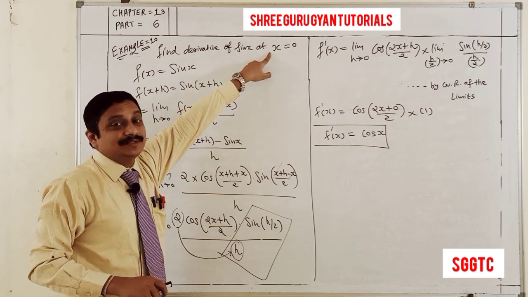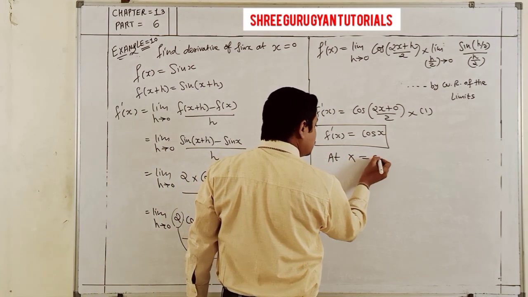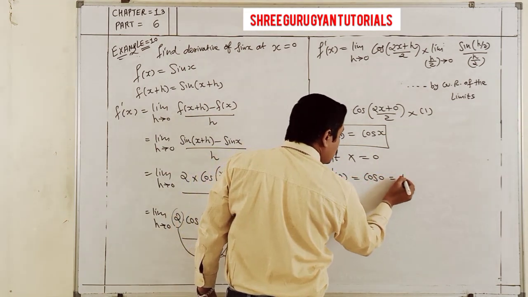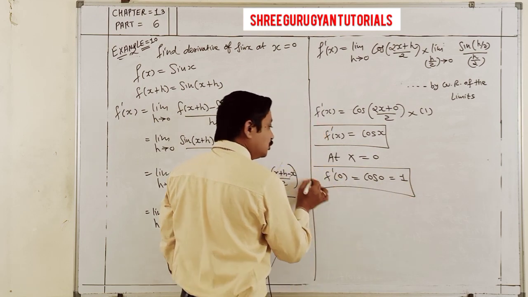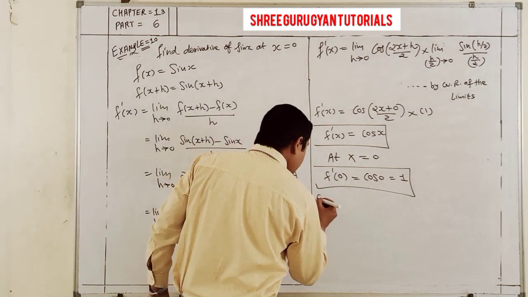But I want it at x = 0. So continue. At x = 0, we will show f'(0) = cos 0, and cos 0, as you know, is 1. And here this numerical is happily done.